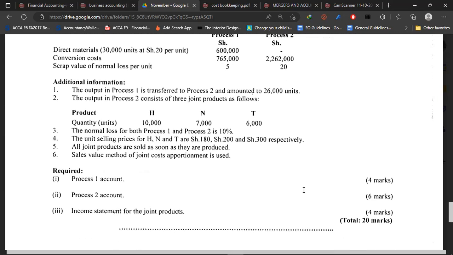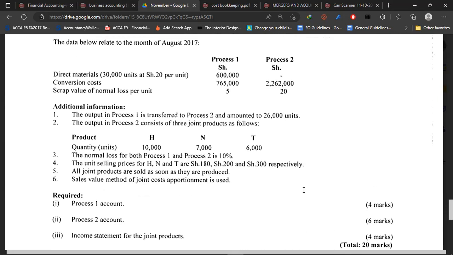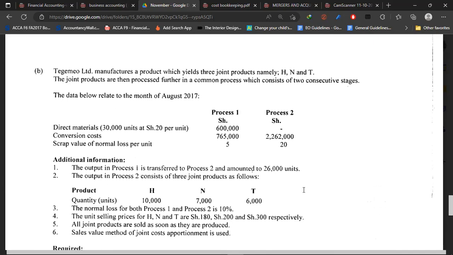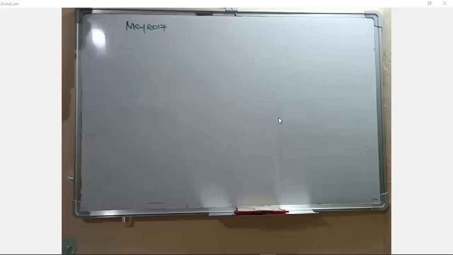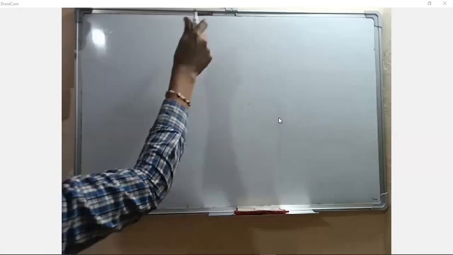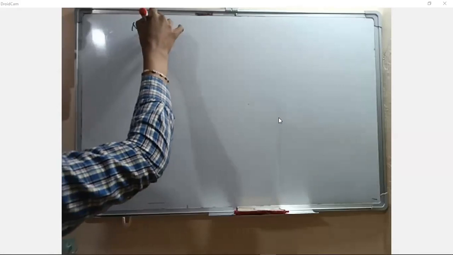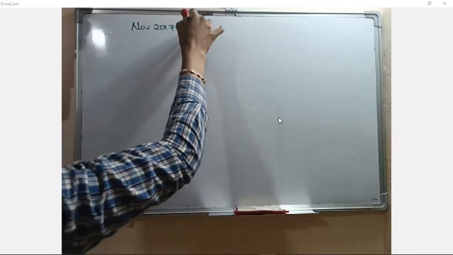Now, in this case, we have been told to come up with a process one account, process two account, and then the income statement for the joint products. You can see it is a 14 mark question. I just want to start by computing the process accounts. The question is for November 2017, question number 5B.